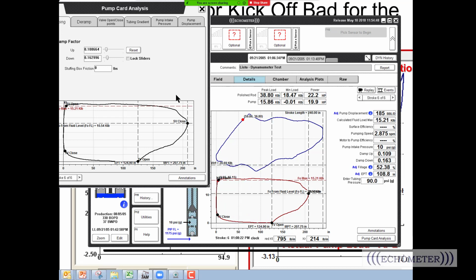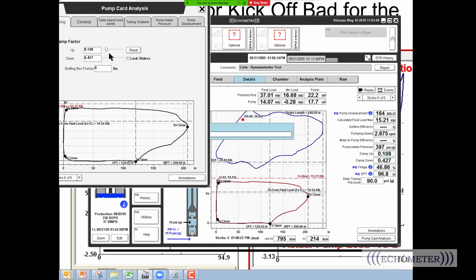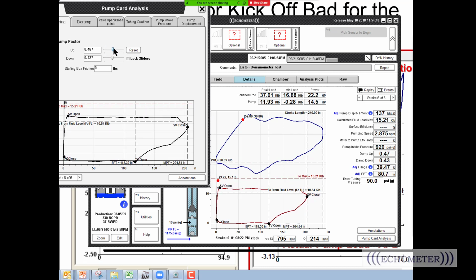And so the answer is that for typical wells where there's not a lot of fluid friction on the rods, the default method, hit reset, works great. But then when you have extra friction, you've got to use your eyeball, in my view, to adjust it. Now, there are some software programs that do some automatic adjustments, and that might be an option available.